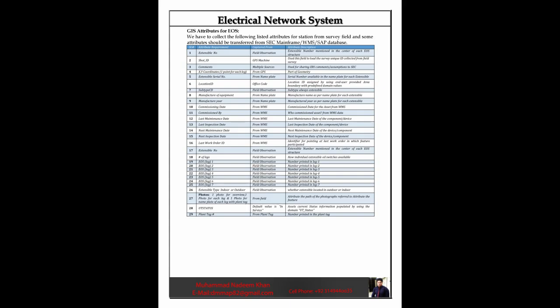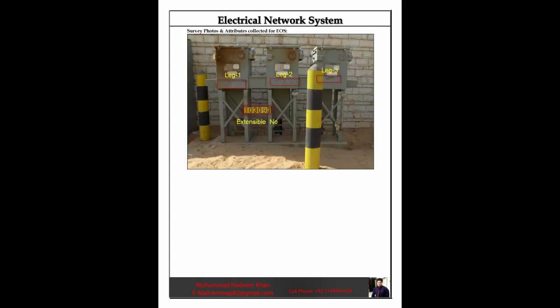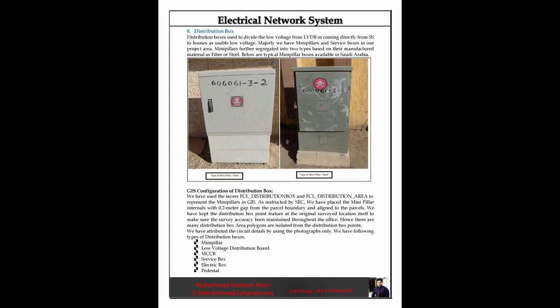GIS attributes for EOS. We have to collect the following listed attributes for station from survey field, and some attributes should be transferred from SEC mainframe/WMS/SAP database. Survey photos and attributes collected for EOS. EOS nameplate.